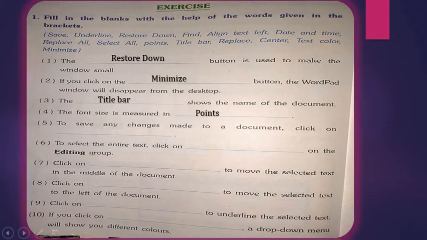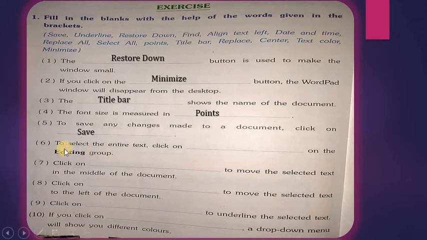Now see the fifth filling the blank. To save any changes made to a document, click on the save. So save is the correct answer. We have to click on the save. So the save change is done.